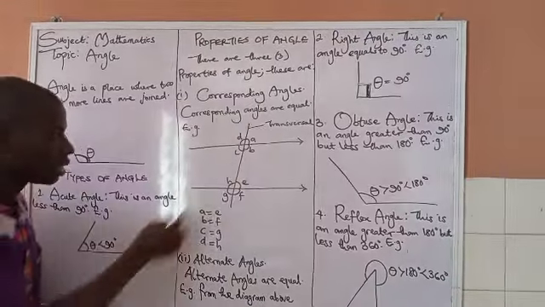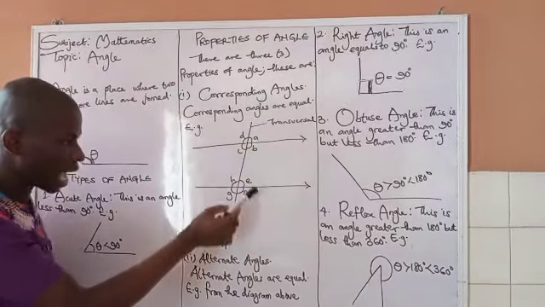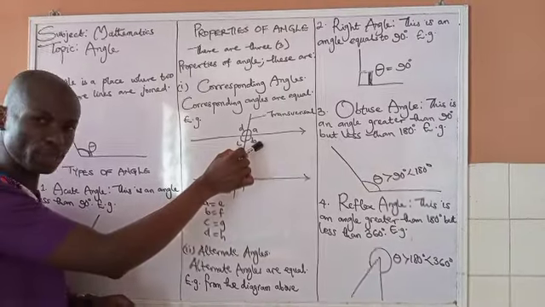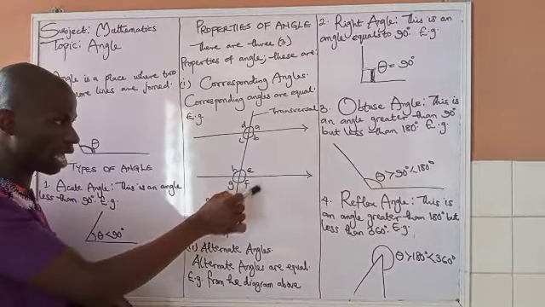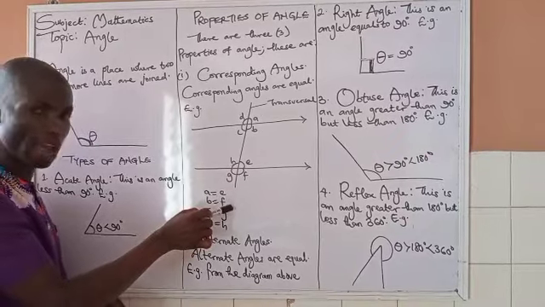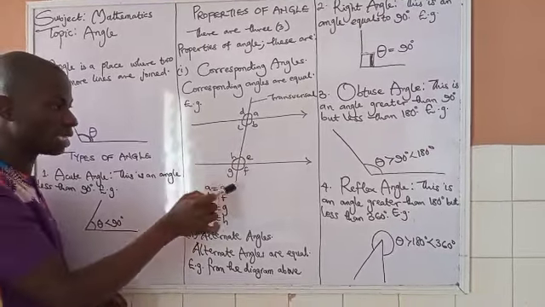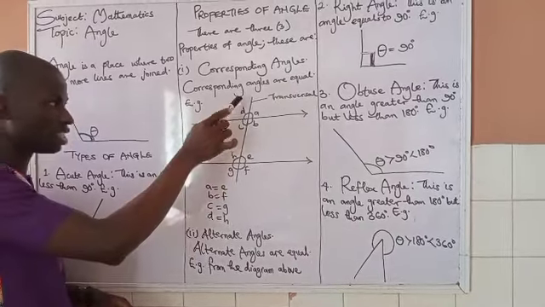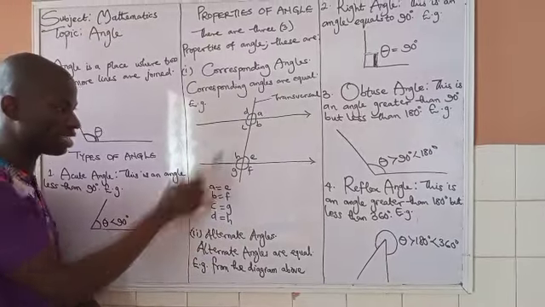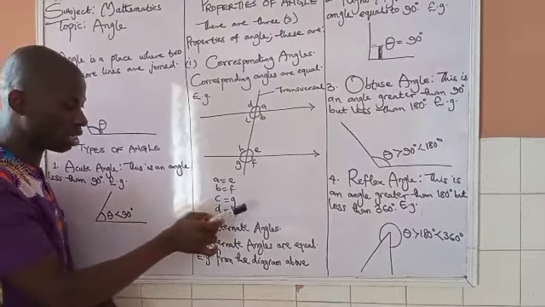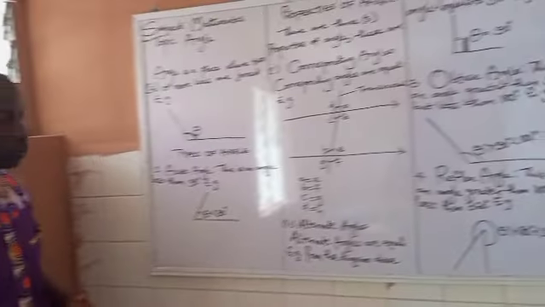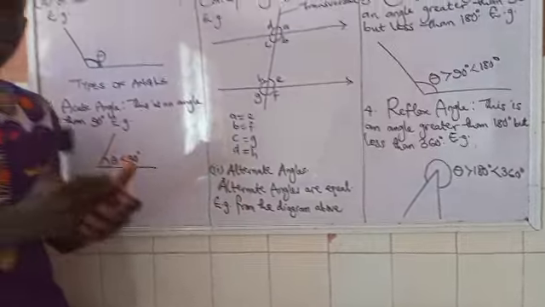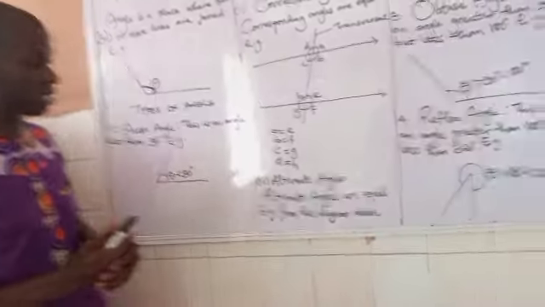Now, if you look at the board, A is above the line and E is above the line. That's why we have A equals E. B is below the line and F is below the line. That's why we have B equals F. We have C below the line and G below the line. That's why we have C equals G. We have D above the line and H above the line. That's why we have D equals H. Now, let's quickly move to alternate angles. If that place is not clear, please pause it, rewind it, and listen to it again.